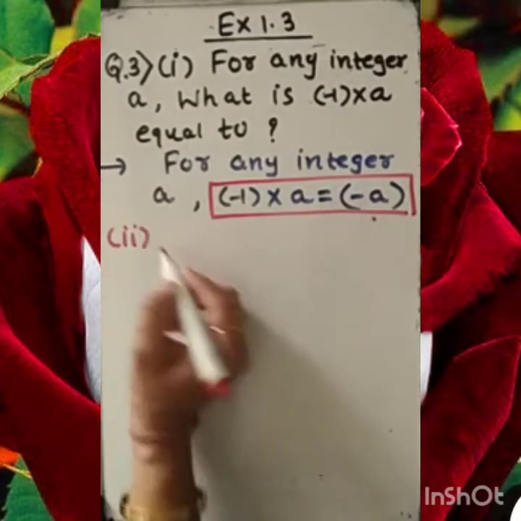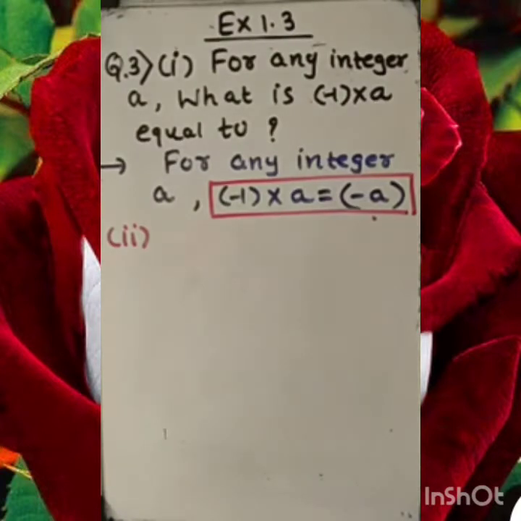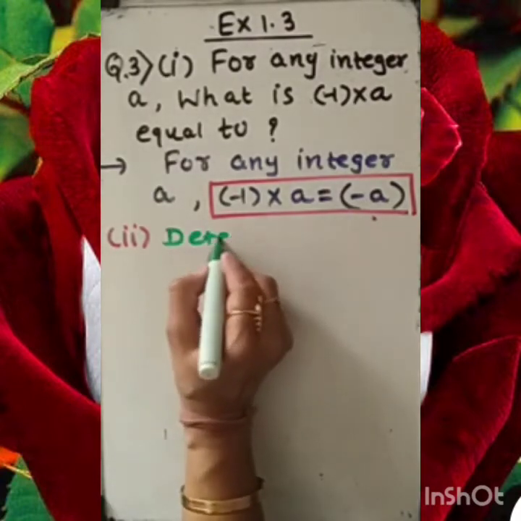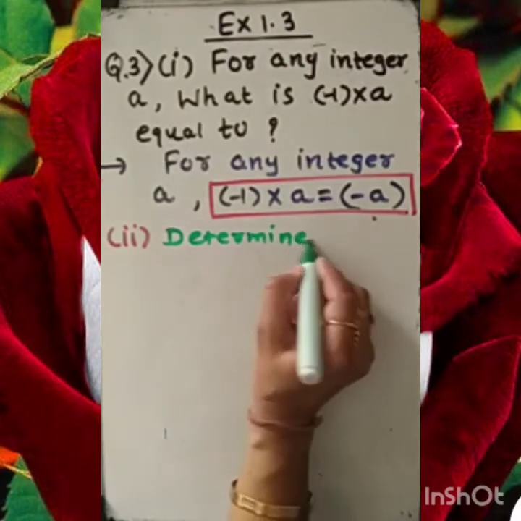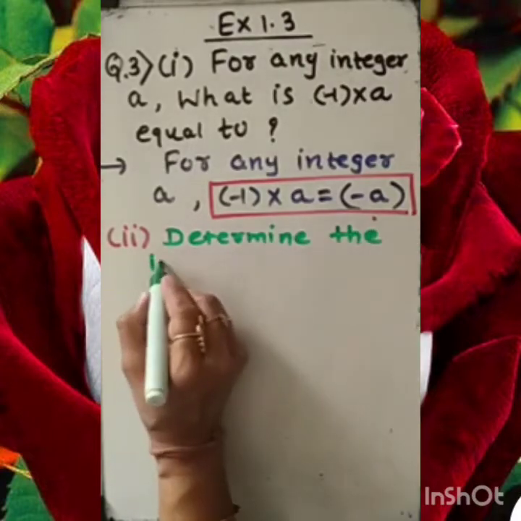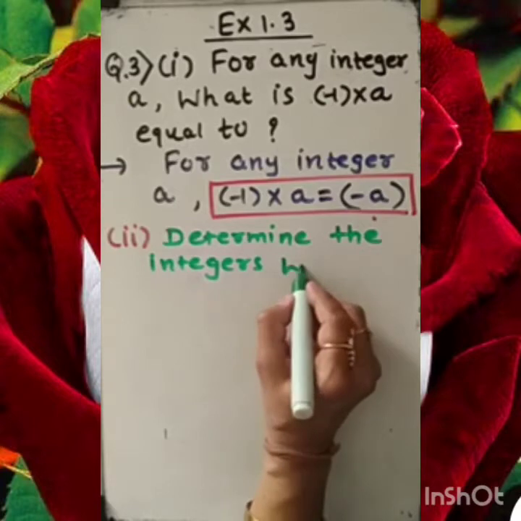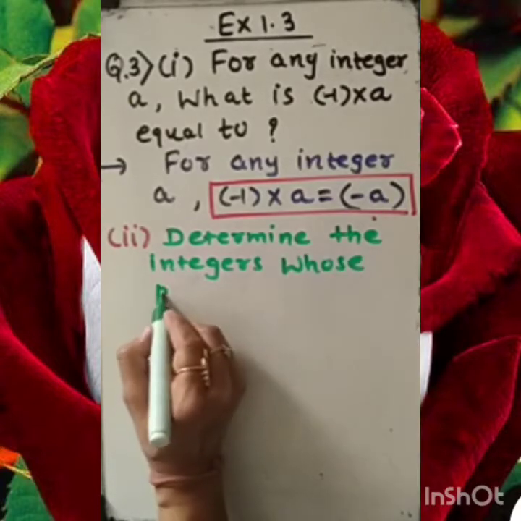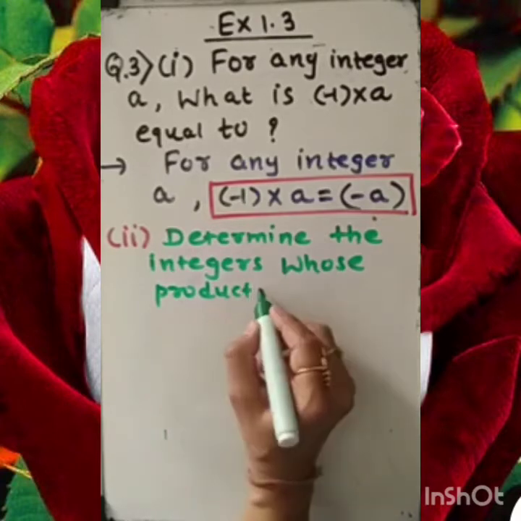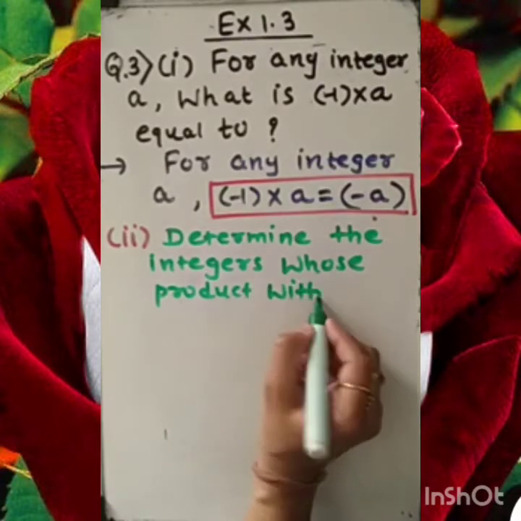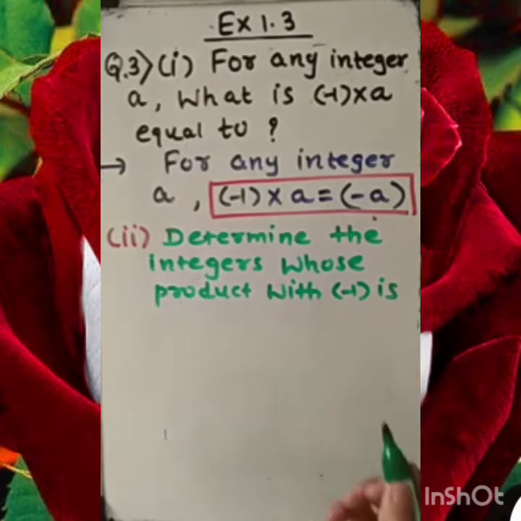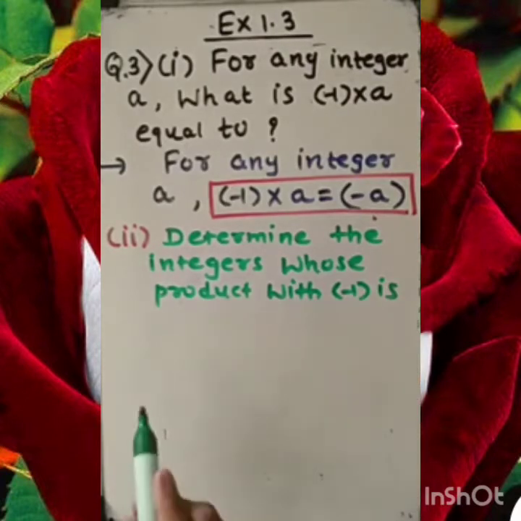Same procedure we are going to work out for the second. What is the question? The question says, determine the integers whose product with minus 1 is. Let's note down the question first. Determine the integers whose product with minus 1 is. Okay, this is the question.